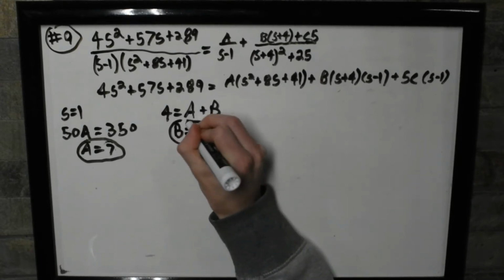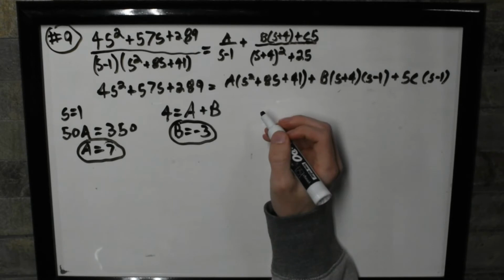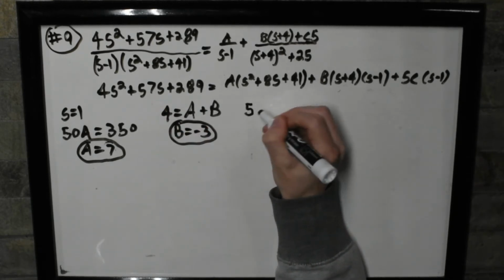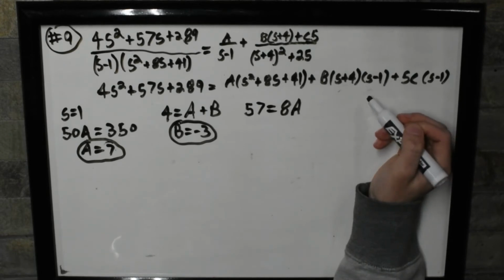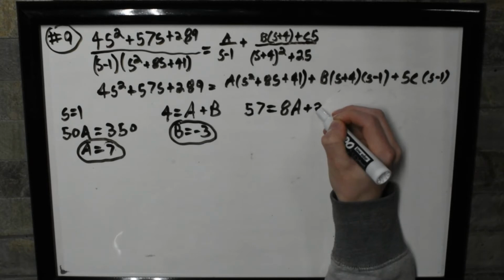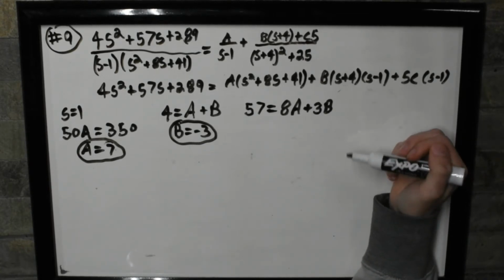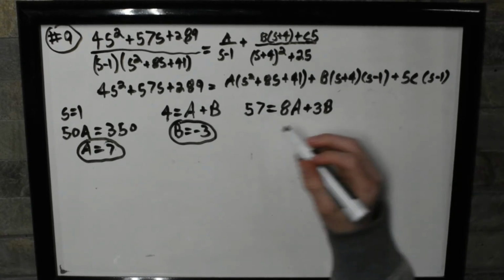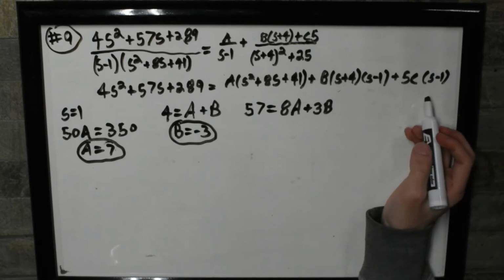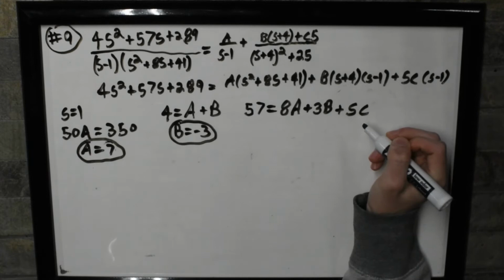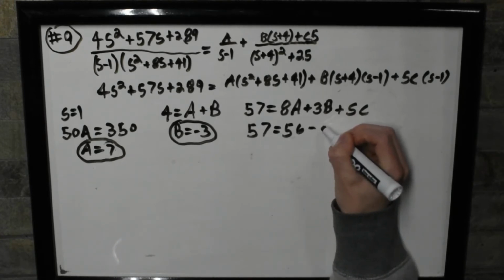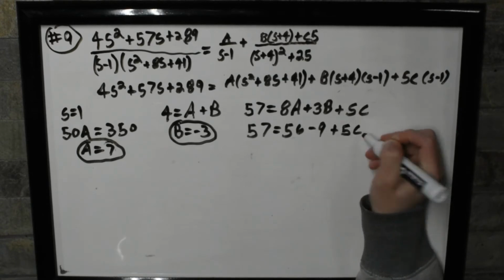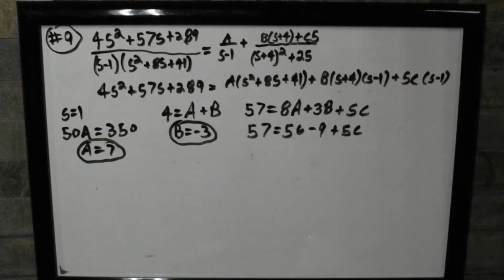And finally, we got to solve for c. I think the best way to solve for c would just be to group the s's. So we have 57 is equal to 8a. Negative 1 plus 4 is 3, so plus 3b. If we expanded that, we'd be left with 3sb, but again, we're grouping by s's, so we omit the s. And then plus 5c. So we're going to be left with 57 is equal to 56 minus 9 plus 5c. Now I'll grab my calculator, and we get 57 minus 56 plus 9 divided by 5. c is equal to 2.